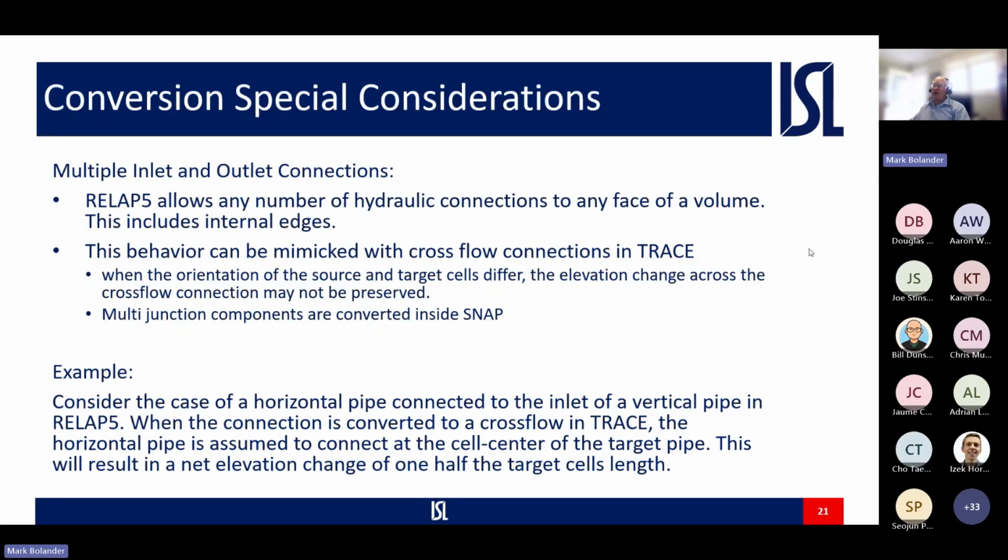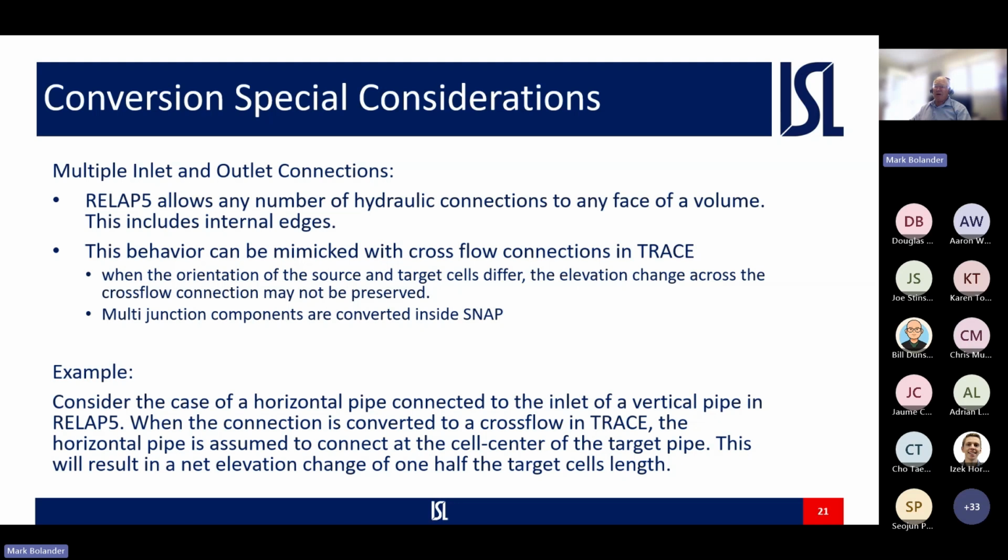Multiple inlet and outlet connections. RELAP5 allows any number of hydraulic connections to any face of a volume. This includes internal edges as well. This behavior can be mimicked with crossflow connections in TRACE. When the orientation of the source and target cell is different, the elevation change across the crossflow connection may not be preserved.